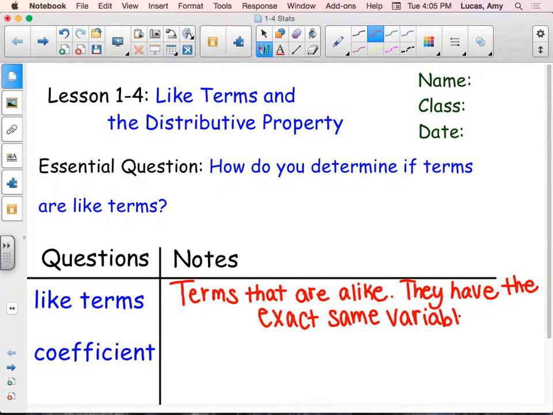Remember that the variable part is the part with the letters. So they have to have the exact same variable part. The coefficients, or the numbers that are in front of the variables, those don't have to be the same. So a coefficient is a number in front of a variable.